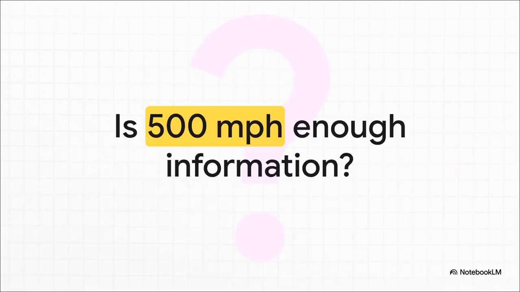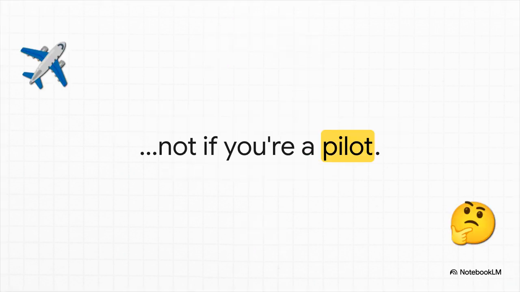Okay, so imagine this. You're an air traffic controller, and a pilot radios in. All they say is, my speed is 500 miles per hour. So, here's my question for you. Is that enough? Is that all the information you need to do your job and keep everyone safe? No way. Not even close.